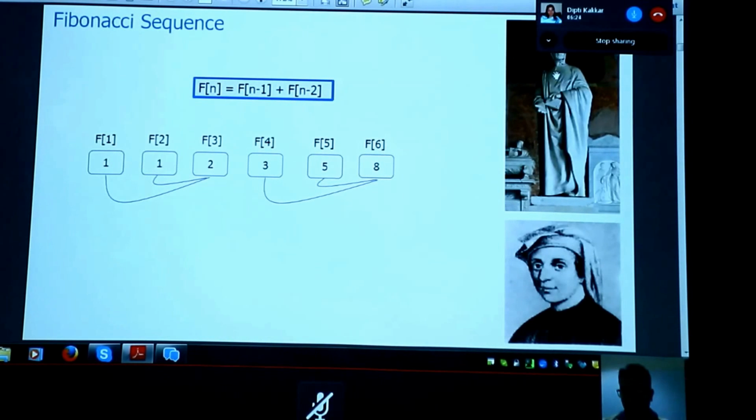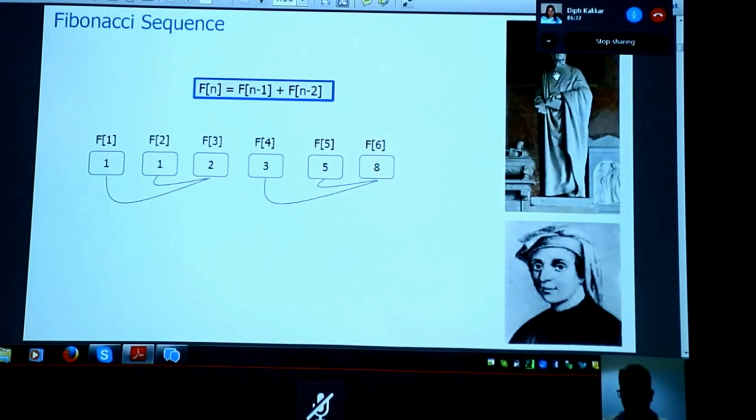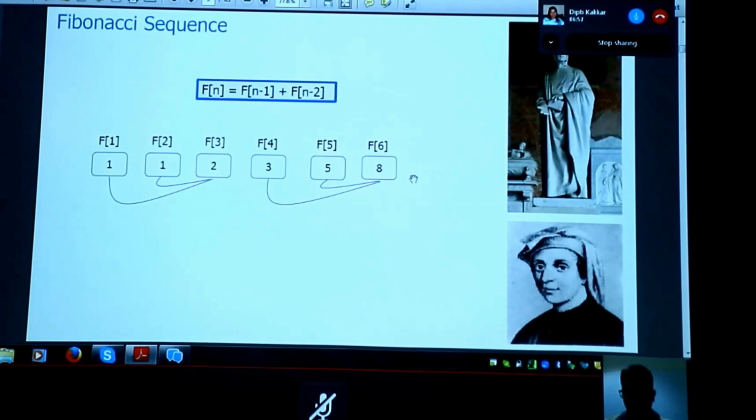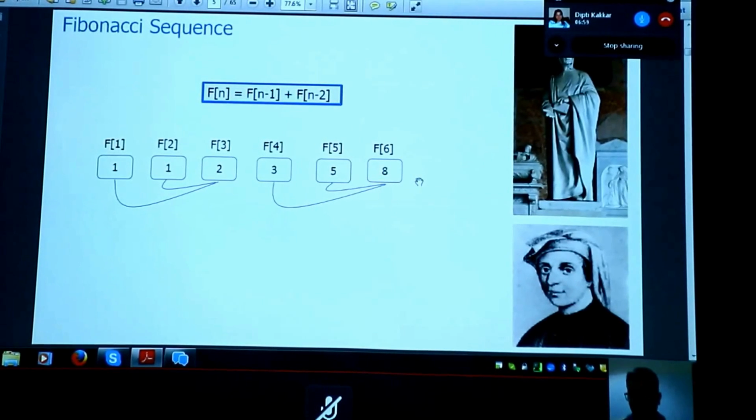It's a sequence of numbers where, let's recollect, the nth number is obtained by adding the previous two numbers. F of n is f of n minus 1 plus f of n minus 2, right? So you start off by seeding this sequence with f1 is 1 and f2 is 1. For f3, you add the previous two numbers: 1 plus 1 is 2. Then how do you get f4? You add the previous two numbers: 2 plus 1 is 3. Then 3 plus 2 is 5, 3 plus 5 is 8, and you keep going like this, right? So that's the Fibonacci sequence.